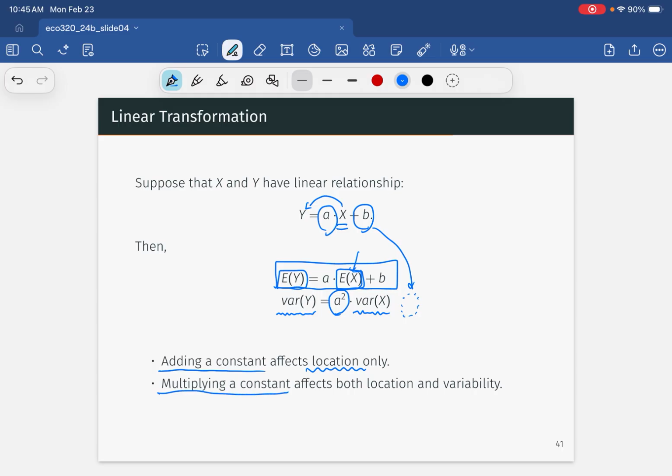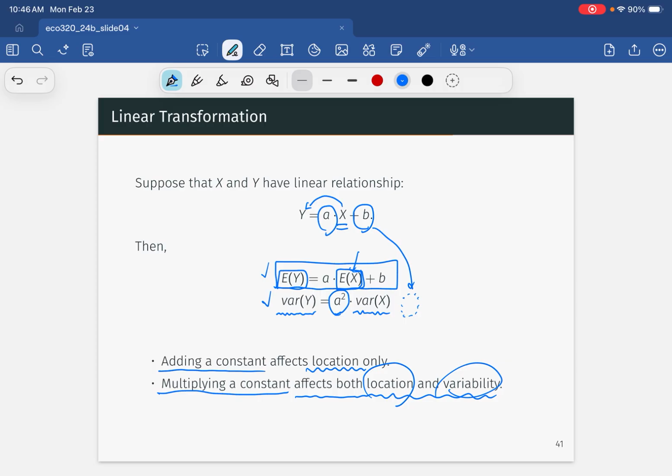Multiply something will scale everything like large or small, right? If you multiply a large number, all the distance will be amplified by the same scale. So that affects both location and variability. So location means the mean, and the variability means the variance. Okay, the variance is affected by the multiplying constant, but it's not ideal.